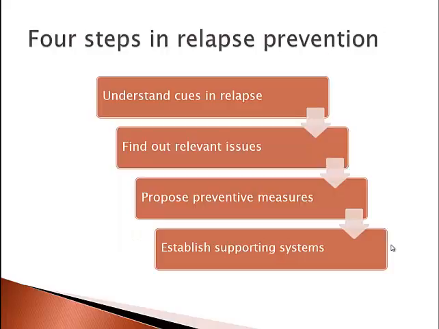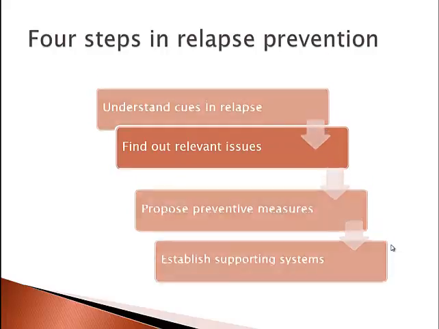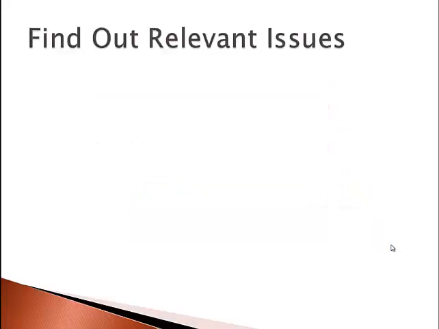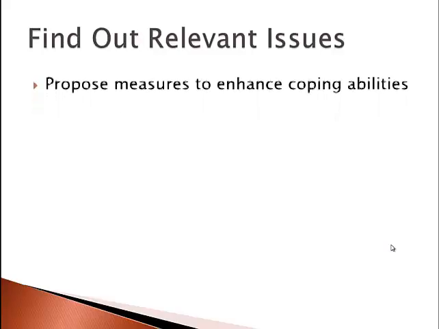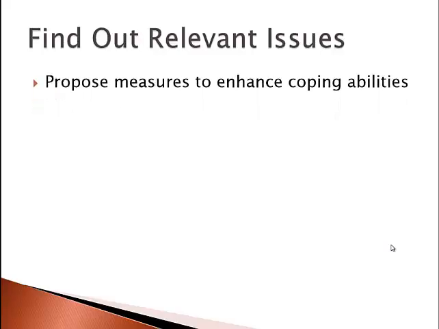Step 2. Finding out relevant issues. Relapse may be caused by certain modifiable factors. Patients should be encouraged to identify issues related to relapse, propose measures to enhance coping abilities, and attempt to handle the problem optimistically. This helps stabilize the condition.